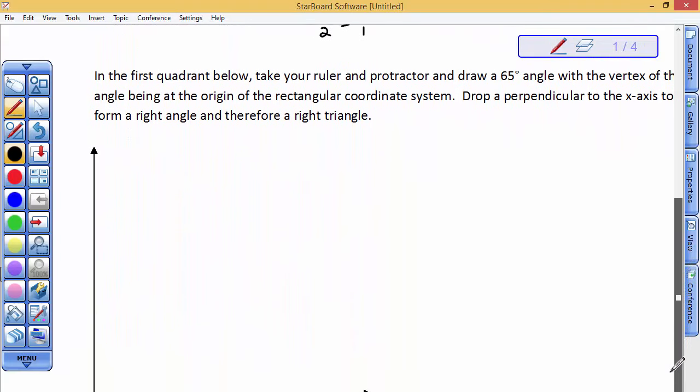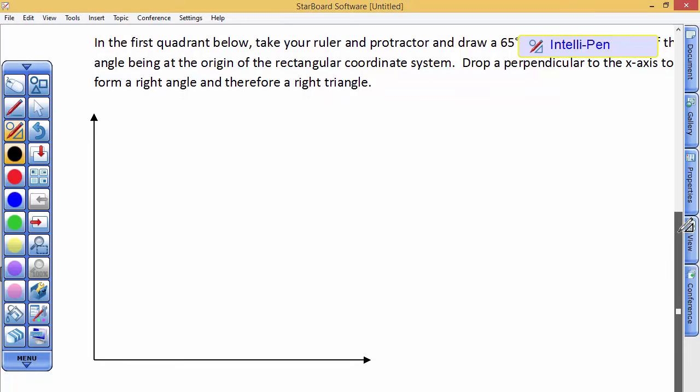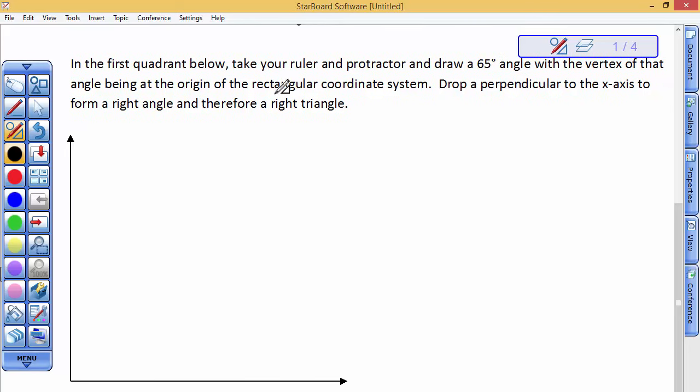Given that information, what we have done in the study of trigonometry is we've noticed that the ratio of two sides in a right triangle can define the size of the angle, and/or vice versa. We can take a look at that. So I'm going to try to do an illustration, and I'd like you to think that I'm drawing a 65-degree angle with the vertex of that angle being at the origin of the rectangular coordinate system, and then I'm going to drop a perpendicular to the x-axis to form a right triangle. Here's what I mean, and I'm attempting to draw a 65-degree angle.